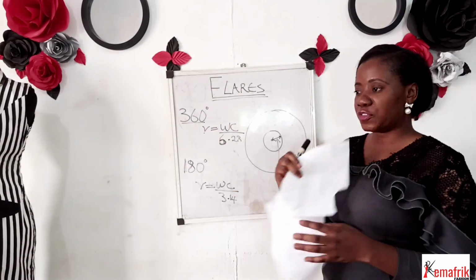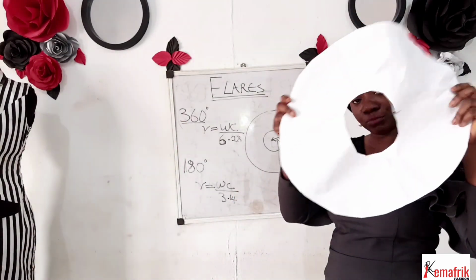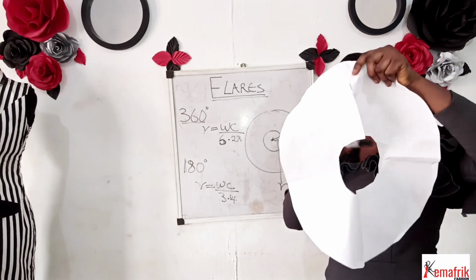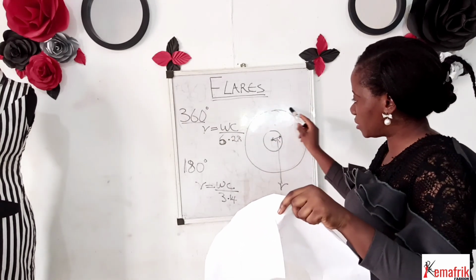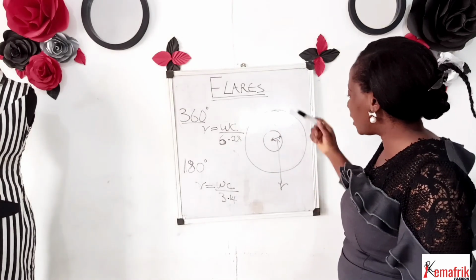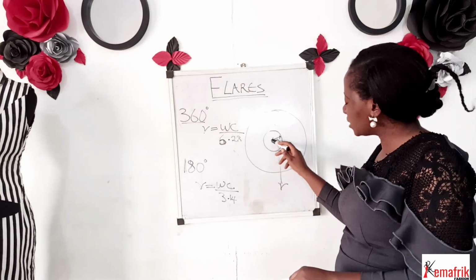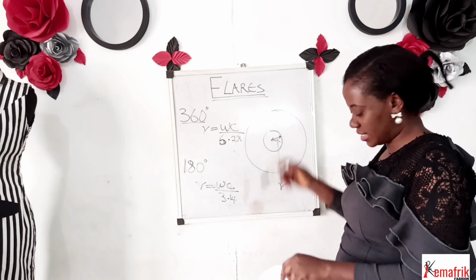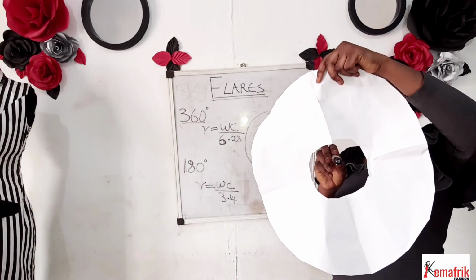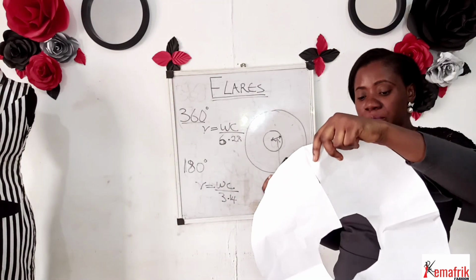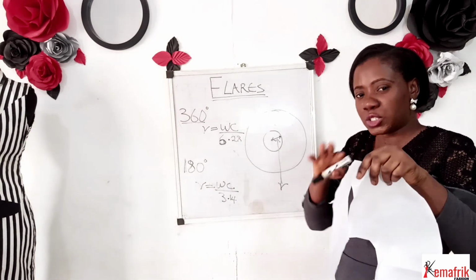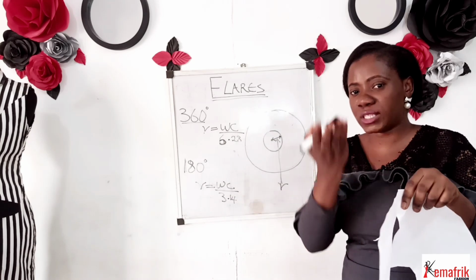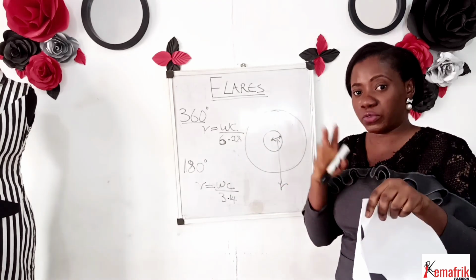A flare will have two parts. We have the inner circle and then the outer circle, and that's what I marked out here. This is the inner circle and this is the outer circle. So the distance between the center and this inner circle, from here to here, is what's termed the radius, and that's what determines the part you will need to cut out to accommodate the width of your waist or the circumference of the waist.